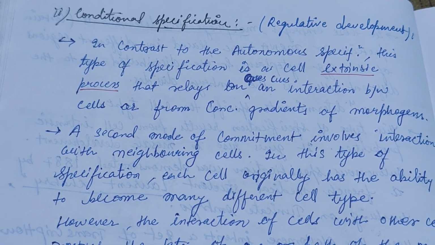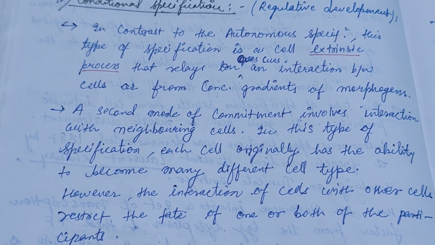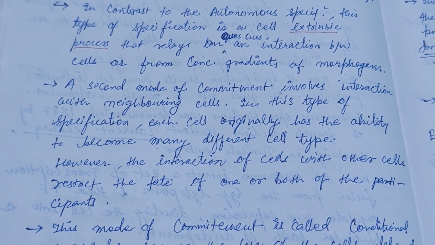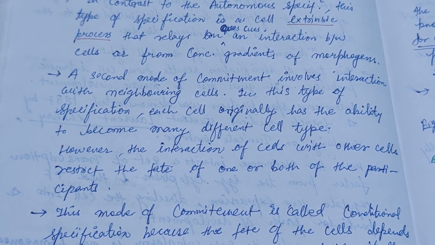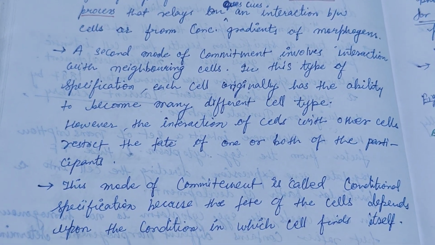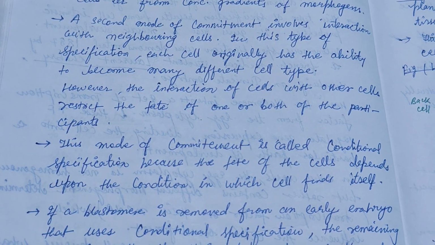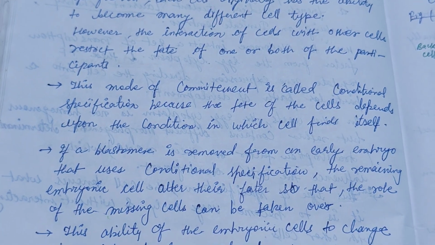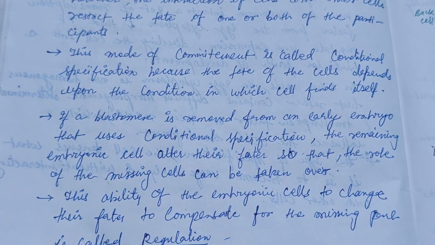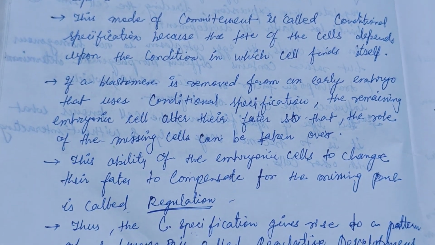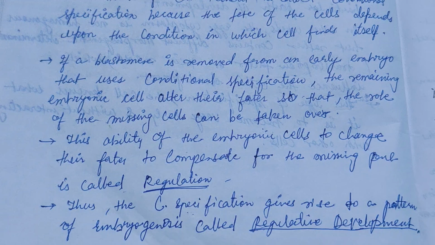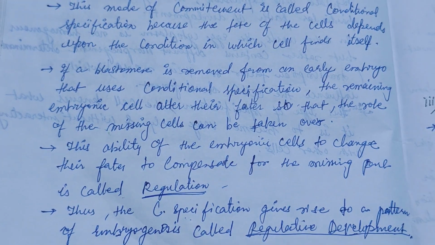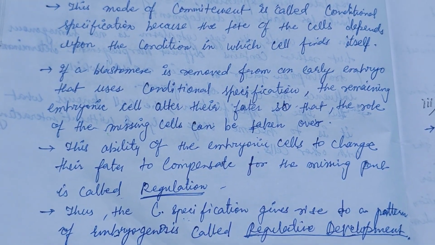Next one is the regulative development, also known as the conditional specification. In contrast to autonomous specification, this type of specification is a cell-extrinsic process that relies on cues from interaction between cells or from concentration gradients of morphogens. In this, if a blastomere is removed from an early embryo that uses conditional specification, the remaining embryonic cells alter their fate so that the role of the missing cells can be taken over. This ability of the embryonic cells to change their fates to compensate for the missing part is called regulation, and this embryogenesis is called regulative development.